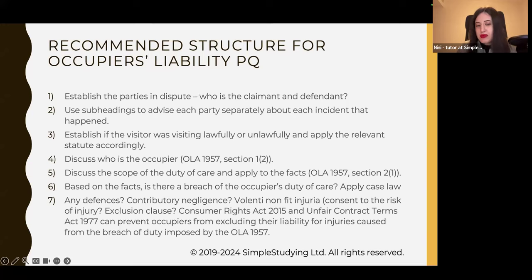You should remember that the Consumer Rights Act 2015 and the Unfair Contract Terms Act 1977 can prevent occupiers from excluding their liability for injuries caused from the breach of duty imposed by the Occupiers' Liability Acts. And finally, don't forget to mention the remedies as well. Remedies is usually straightforward. You should mention that the remedies would be monetary compensation.